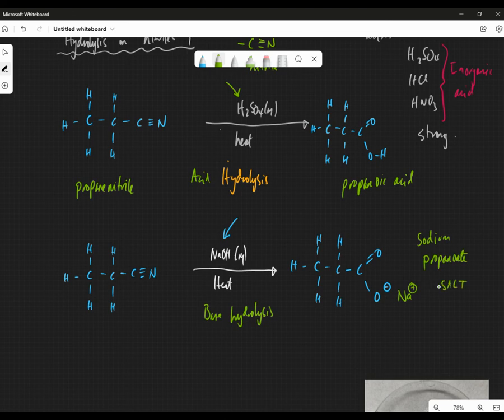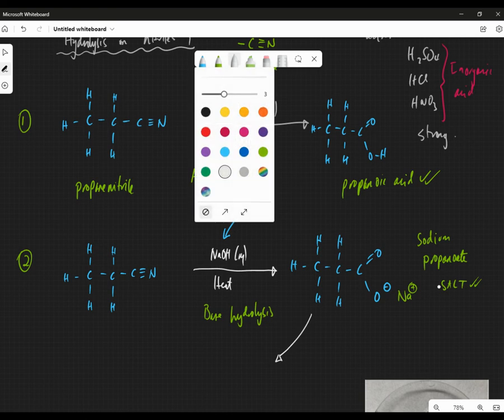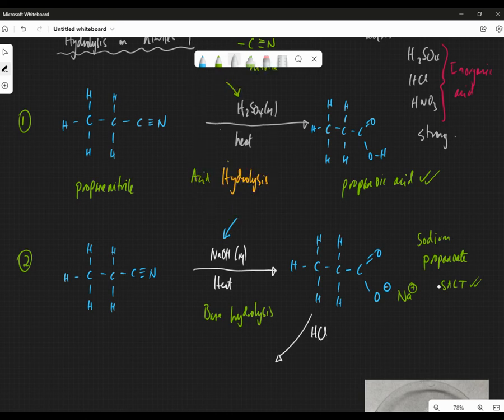Now, I don't want the salt, I want the carboxylic acid. So if you do this one, acid hydrolysis, you get the propanoic acid. But if you do base hydrolysis, number 2, you get the salt, and we don't want the salt. We want the acid. So then the salt must itself be treated with another mineral acid. So you're going to treat this with HCl or any acid, any strong acid really.